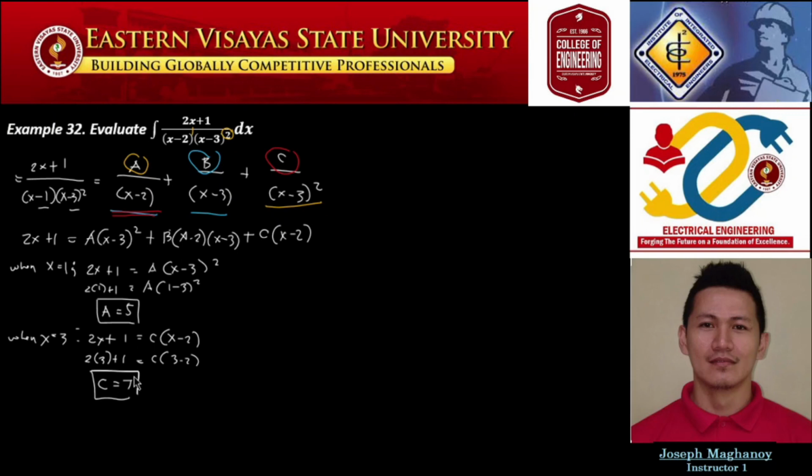So we already have the values of our A and C. Now we determine our B. Since for B, the denominator is only a dummy from the quantity x minus 3 squared, we assume the value for x as 0. So when x is equal to 0, we can determine our B. So 2x plus 1 is equal to B.